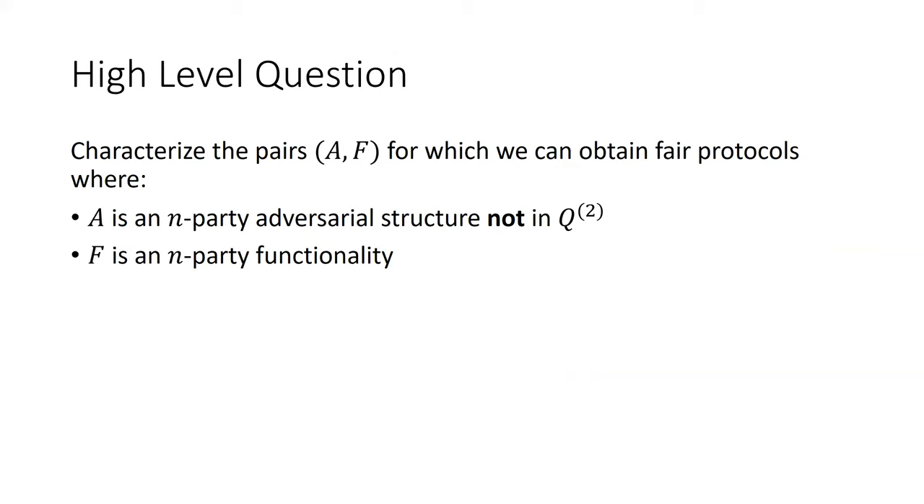Due to this, the high-level question that motivated our work was to consider pairs of adversarial structures and functionalities, and to characterize the pairs (A, F) for which we can obtain fair protocols, where the adversarial structure is not contained in the set Q2, and F is an n-party functionality. We give some partial answers in this work that I'll be talking about today. But in general, I believe that this is an interesting research direction for future work.